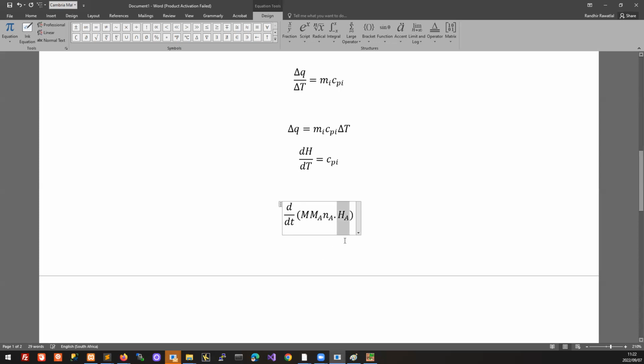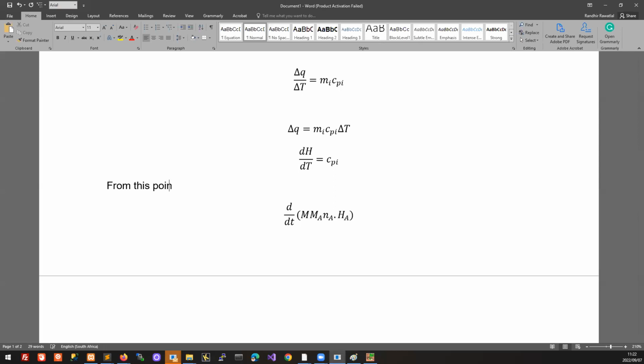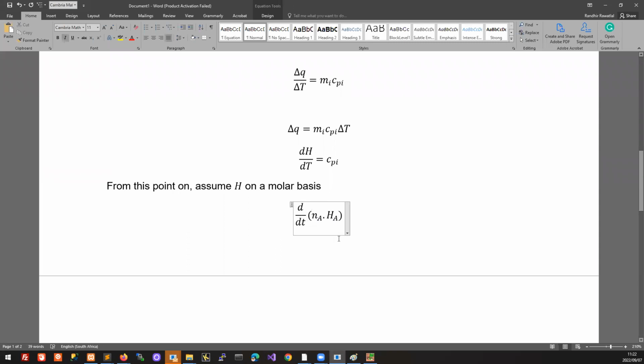Of course, we define this on a mass basis, so we do need to multiply by a molar mass here. But you can also define a molar enthalpy. Enthalpy doesn't have to be energy per mass, it can be energy per mole. So let's assume, from this point on, H on a molar basis. We have a certain number of moles of A in the space, and we have the enthalpy. We estimate the number of moles by taking the concentration and multiplying it by the volume, which we said was 4 pi r squared delta r. So this is molar enthalpy times number of moles. That's the way we count the energy there.